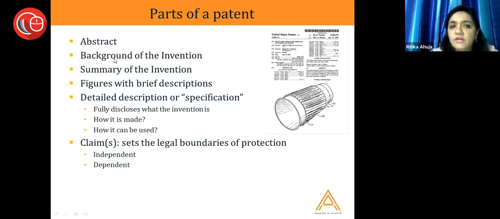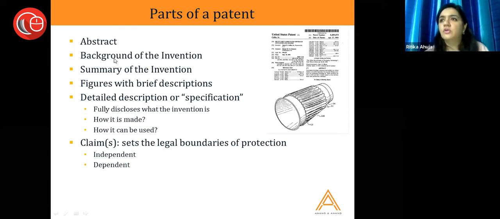Then we have another heading, which is the summary of the invention, where we explain the invention in a summarized way, along with the objectives of the invention. Whenever we talk about technical concepts, we should know why we are coming up with this particular concept and what was not being achieved in the existing art. So we are coming up with something which is not known in the art. That is what you describe in the summary section.